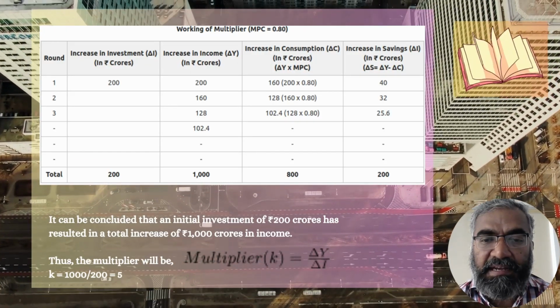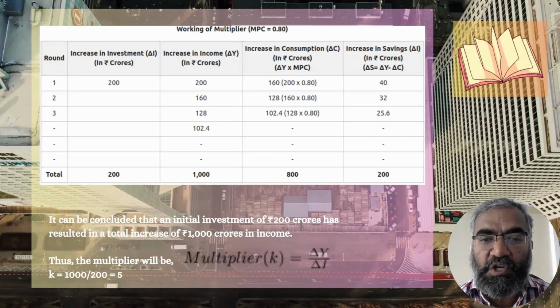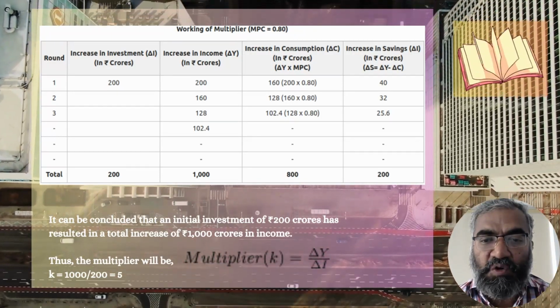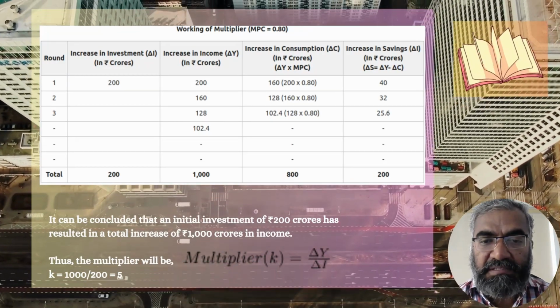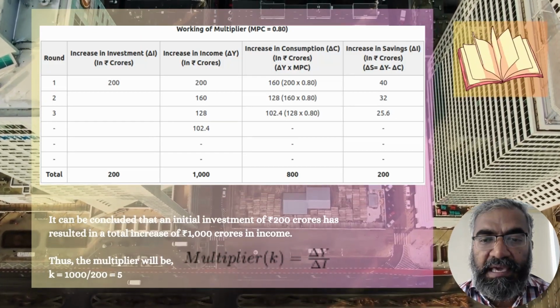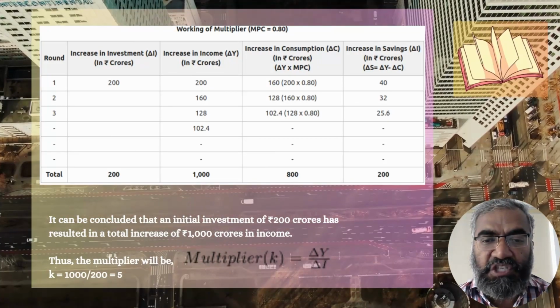From the table, it can be concluded that an initial investment of rupees 200 crores has resulted in a total increase of rupees 1000 crore in income. Thus, the multiplier will be K is equal to delta Y by delta I, that is K is equal to 5.